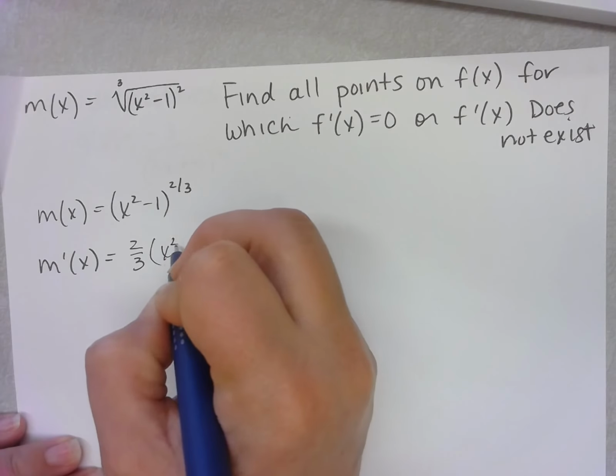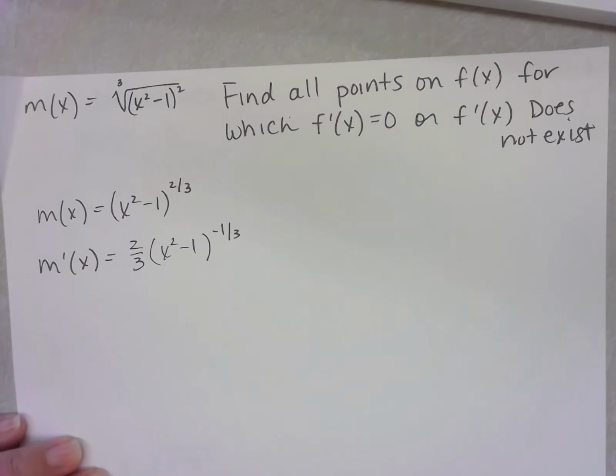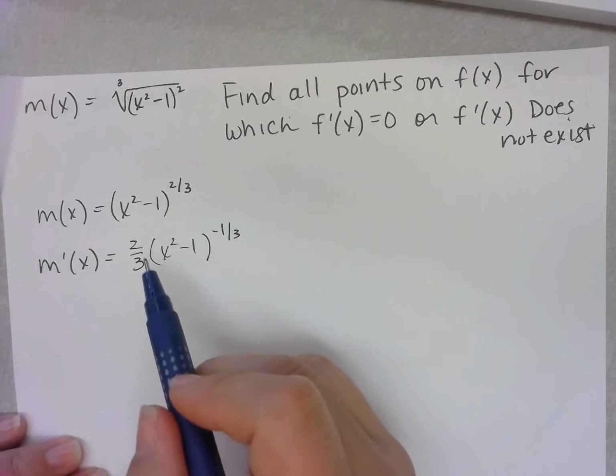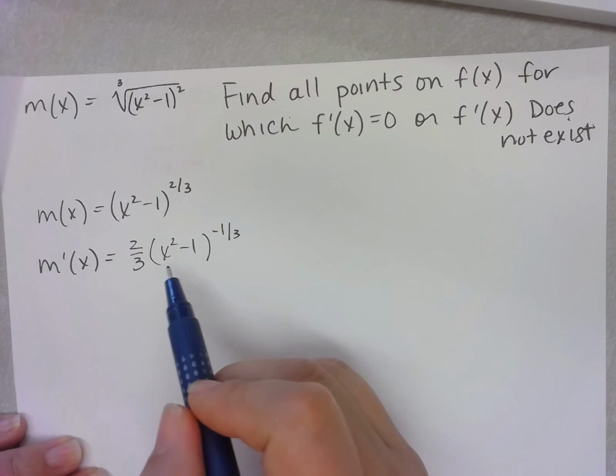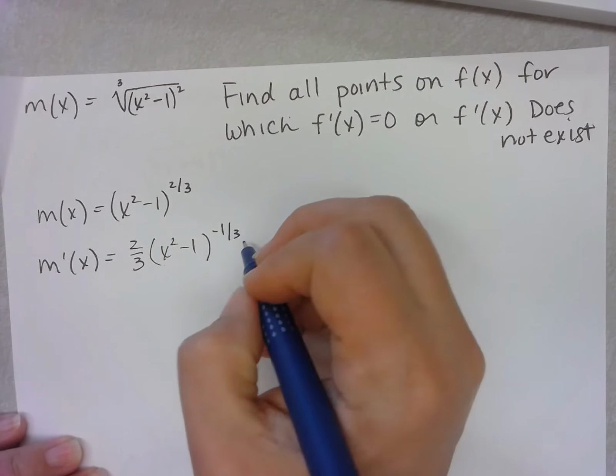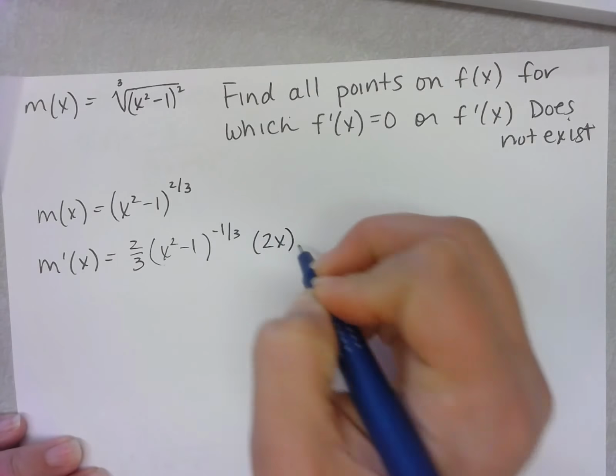This stays the same in here, nothing changes. And then I multiply by the derivative of the inside, g prime. So this is my inner function. So the derivative of that would be 2x.